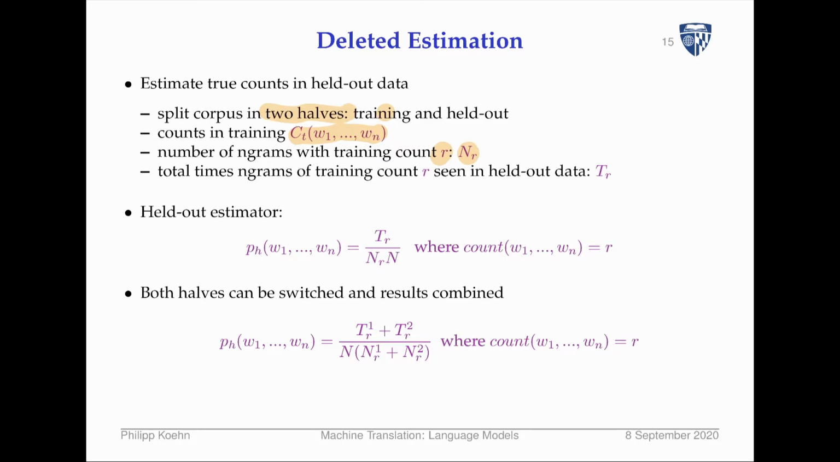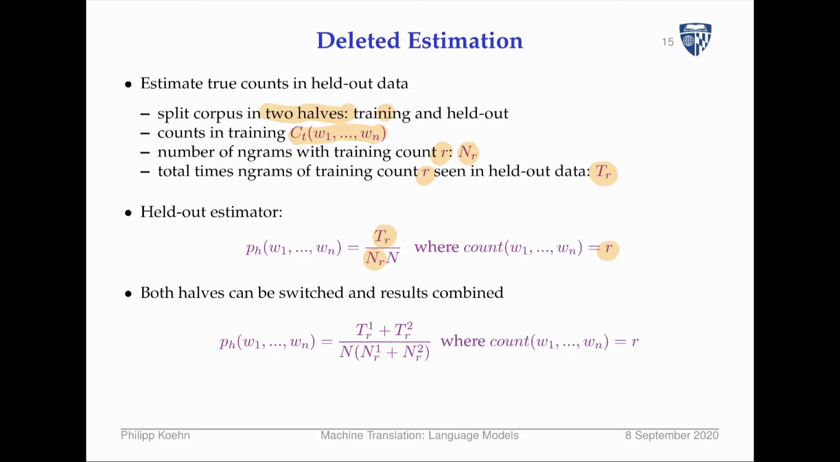And then we can look for the n-grams that occur r times. How often have they been seen in the held out data, so the second half of the corpus? That's T sub r. So why don't we just say that's our held out estimator? We can take this T sub r and divide it by N sub r and N, where the count r is the count of the n-gram in the original corpus.